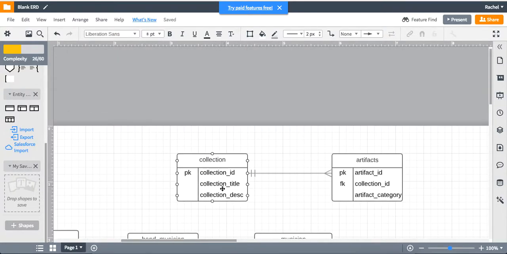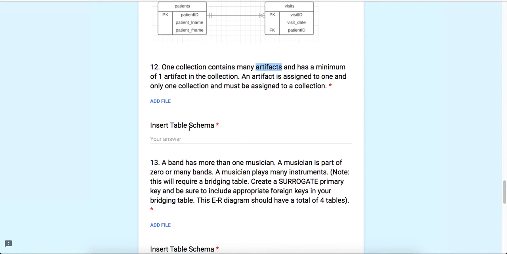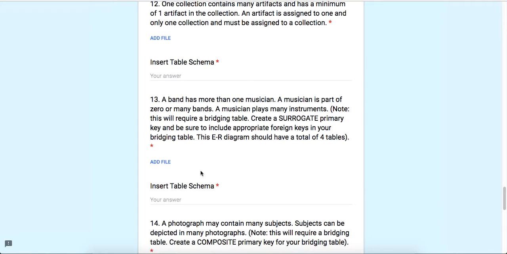Just to take a look at what that should look like, we have collection here on the left, primary key, a couple of attributes, and on the right-hand side, we have the artifacts table, which has the collection ID as its foreign key, because one collection has many artifacts. The foreign key is always going to go to the many side of the relationship. Remember that as a trick: the foreign key is always going on the many side. You also were asked to insert the table schema for your tables. If you didn't do that, you probably struggled a little bit with drawing the entity relationship diagram.